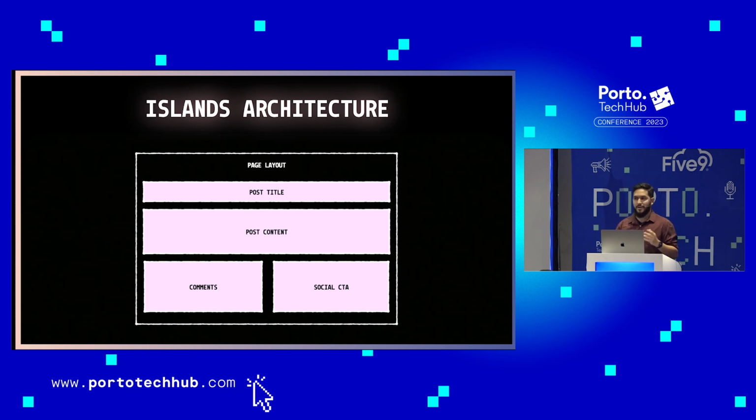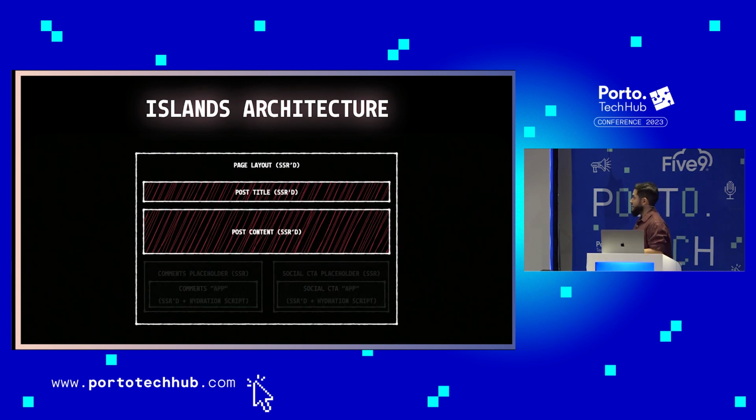So let's say we want to have a blog page, a very simple one, where we've got the layout, and then our post has a title, it has some content, and at the bottom, we have a comment section and some buttons for social sharing, for example. So if we were to model that with islands, our layout would be 100% server-side rendered. So it could be the title and the content, because in this blog we don't need to interact with them. They don't have buttons, that kind of thing.